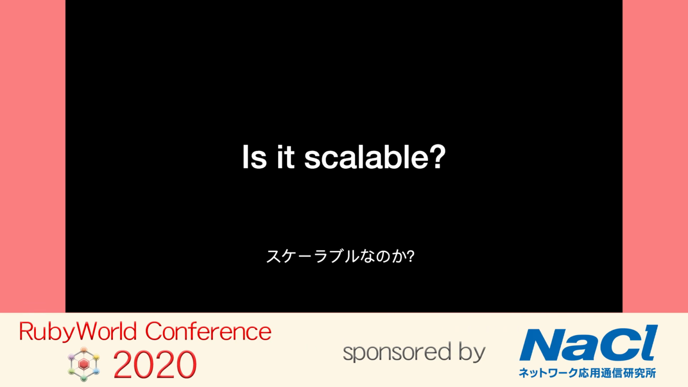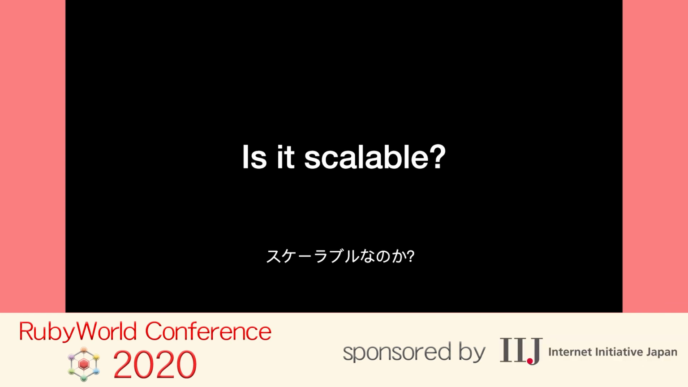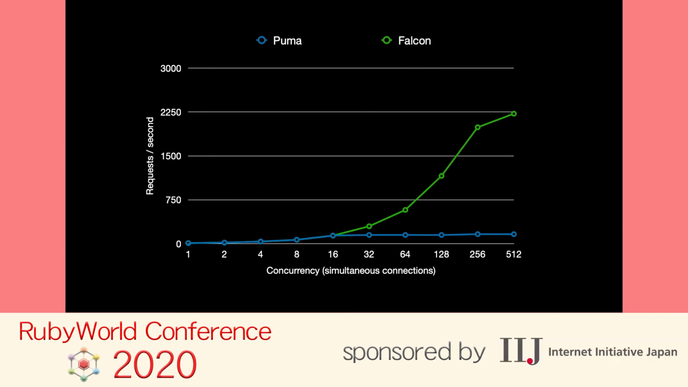Is it scalable? Well, like anything, it depends on how you use it. But various microbenchmarks show that it can perform very well, especially when there are operations which are non-blocking. This graph shows Puma versus Falcon. Puma plateaus at 16 workers, while Falcon is able to scale up until all CPU cores are pegged. We also recently demonstrated 1 million WebSocket connections to a single Falcon instance.